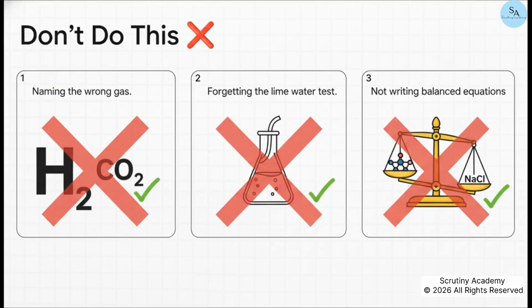First, let's talk about what not to do. These are the most common mistakes students make. Don't write the wrong gas. It's CO₂, not hydrogen. Please don't forget to mention the Limewater test. That's the proof. And finally, always write the complete, balanced equation.